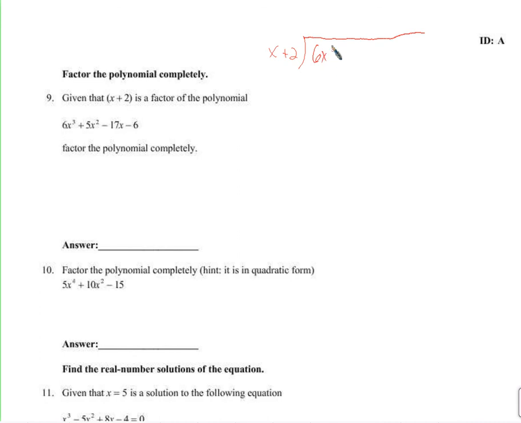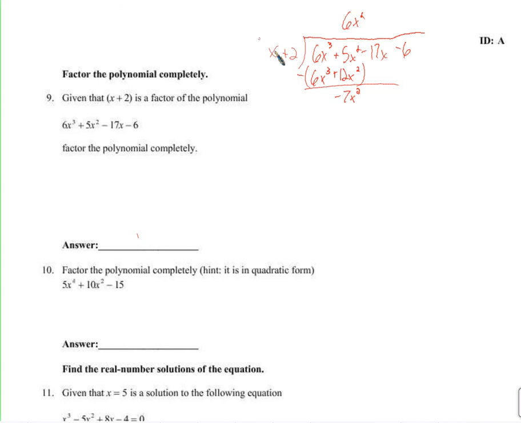So you're going to divide 6x cubed plus 5x squared minus 17x minus 6 by x plus 2. As I go, we're trying to build a polynomial up here that will distribute into x plus 2 and make this polynomial here. So first off, I'm going to have to distribute something to the x to get 6x cubed. So that would be 6x squared. 6x squared times x is 6x to the third. 6x squared times 2 is 12x squared. We subtract. 5x squared minus 12x squared is negative 7x squared.